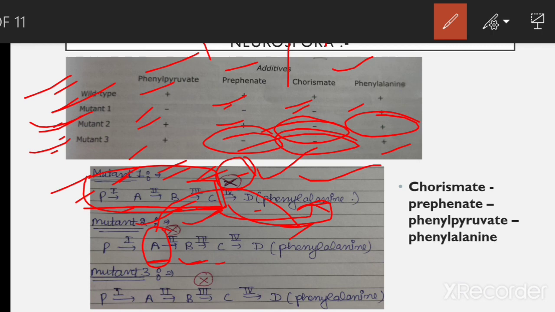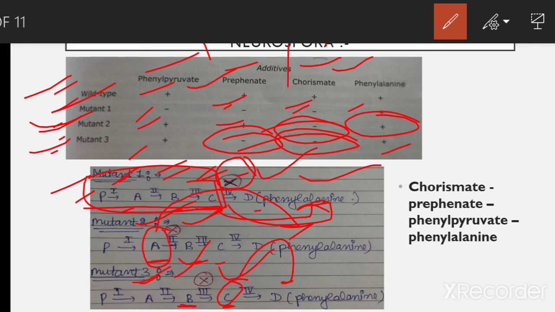So we can say that there is a mutation in the third enzyme that converts this B substrate into C, and due to this mutation, there is an inability to form the C substrate, so there is no formation of phenylalanine, that is the end product. So from this we can see it could not grow in the presence of the B substrate, and this B substrate is prephenate, because it could not grow in the presence of prephenate, as we know that chorismate is the A substrate, the first substrate.